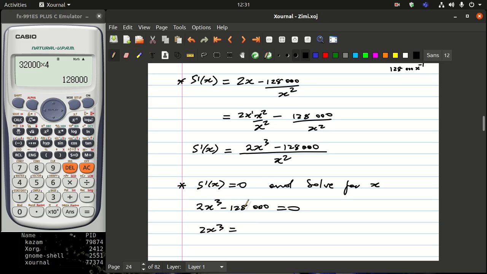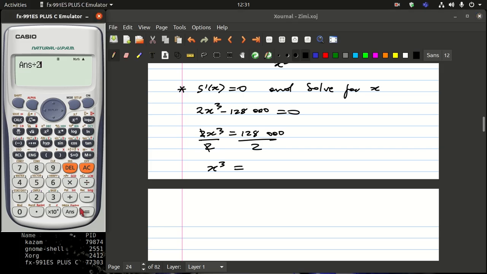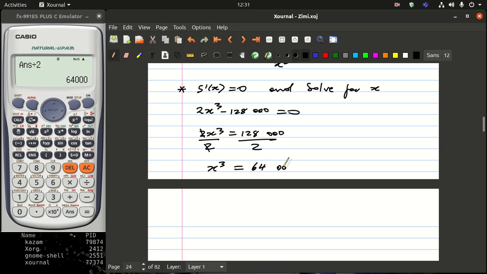Then we solve for x. Because this one on the left is negative, this side is going to be on the right. And then you divide by 2 on both sides. This 2 and that 2 will cancel out, and then we have x to the power 3. And then this side you will have 128,000, and then you divide that by 2. Of course, we'll end up having 64,000.